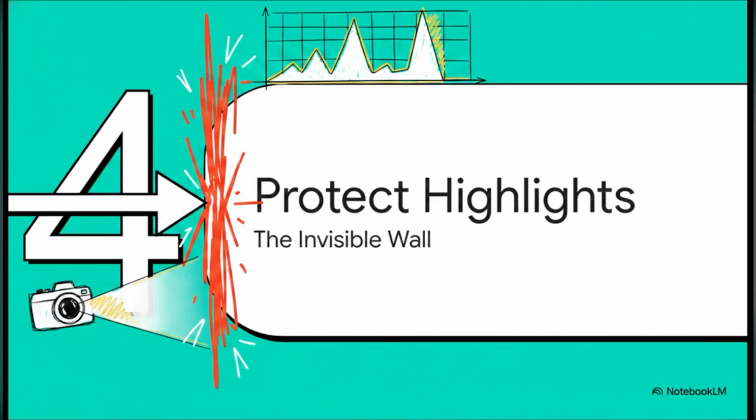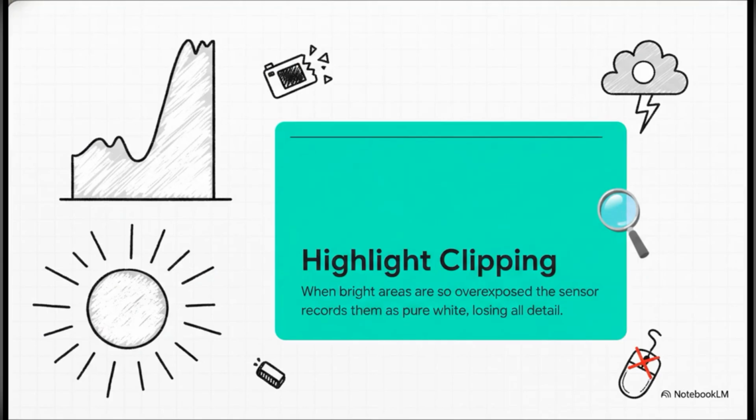Okay, Section 4, protecting the highlights, beware the invisible wall. Because while pushing that data to the right is a fantastic strategy, we absolutely have to avoid hitting the absolute limit at all costs. This is where you run into that invisible right wall of your histogram, otherwise known as highlight clipping.